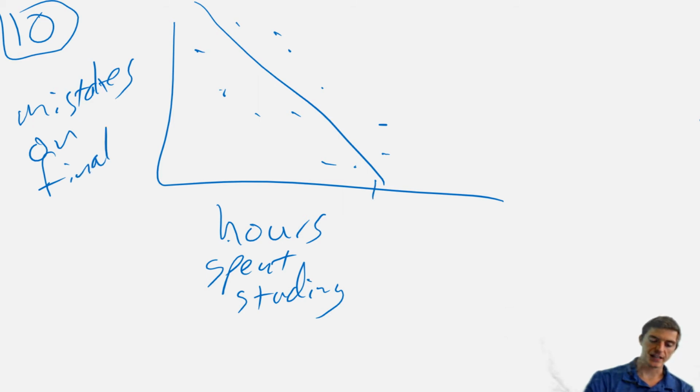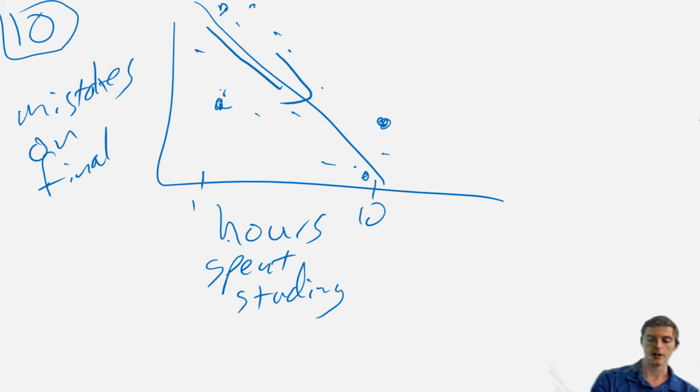Sure, there's someone that's gonna spend 10 hours studying and they're still gonna make some mistakes, right? They're a little bit of an outlier, but most people that study all the way here are gonna make very few mistakes. Same thing, there could be some people that study just 1 hour, barely do anything and they make relatively few mistakes, but there's gonna be people that study that long and make a lot of mistakes. But the general trend is the more you study, the less mistakes you make. You can come up with any example that you want there, but it should be something like that.